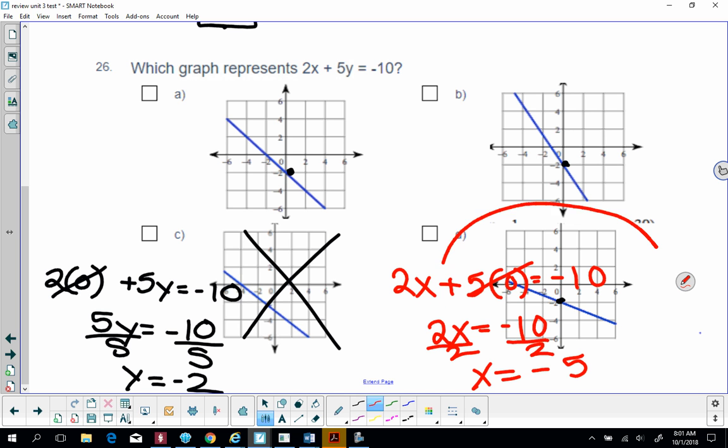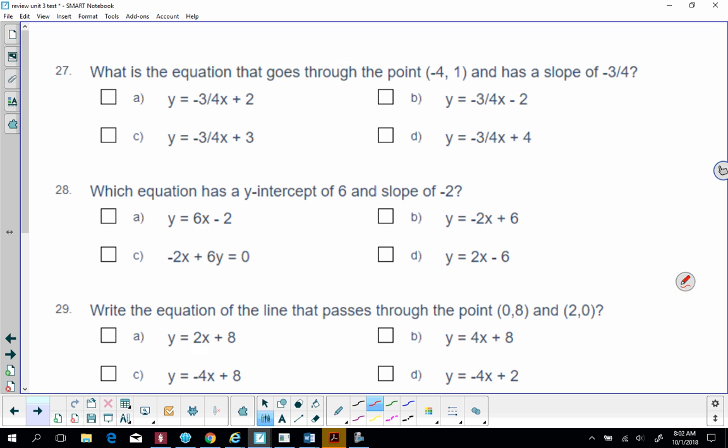The one I wrote on top of. See right here, that negative 5. So I know this would be my answer. Even if you did it in slope-intercept form and found the y-intercept and the slope, you would still get the same answer. This is going to be a multiple choice question, so I don't care how you get the answer. Does that make sense? Okay, we're almost done.